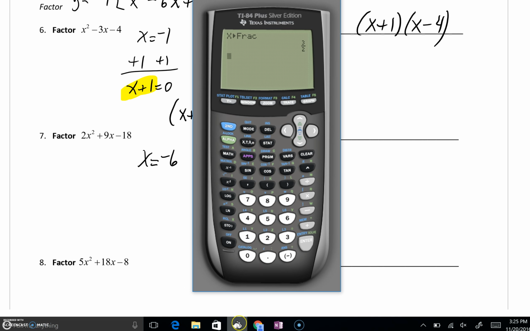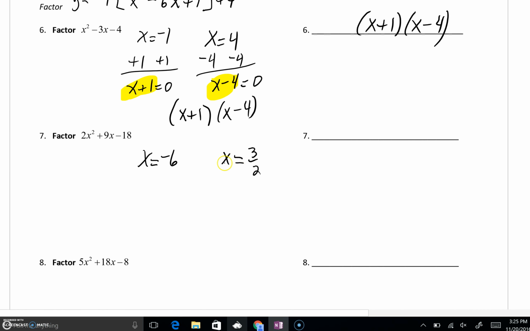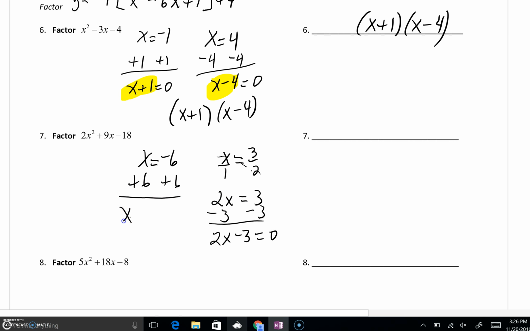You can see that from the calculator screen right there. And whenever you got a fraction like that, just do some cross multiplying. 2 times x, you'd get 2x. 3 times 1, you'd get a 3. Now what you can do is minus a 3 from both sides. You'll have 2x minus 3 equals 0. For this other equation, I'm going to add a 6 to both sides. So I'll have x plus 6 equals 0.